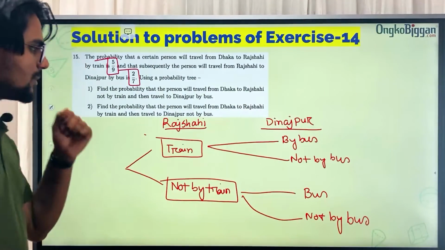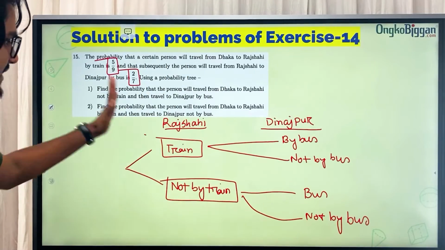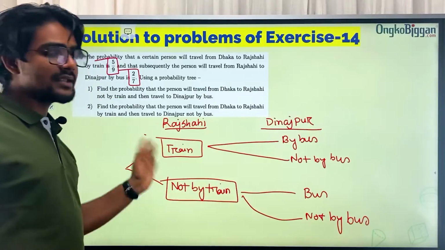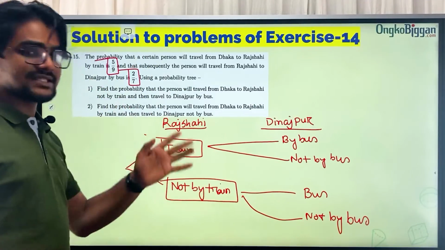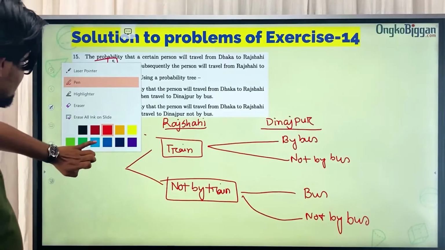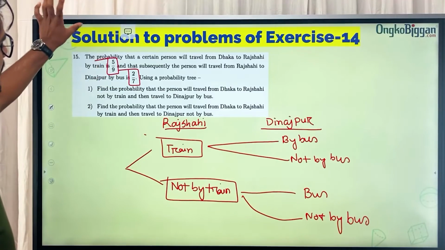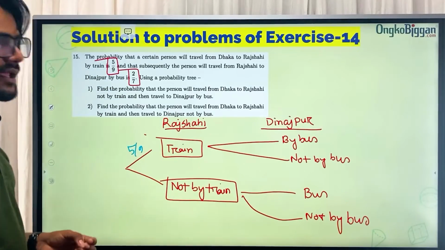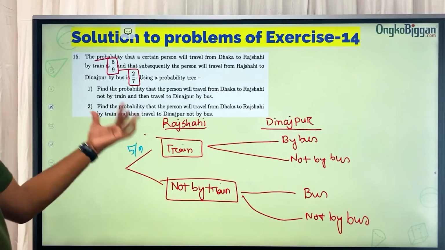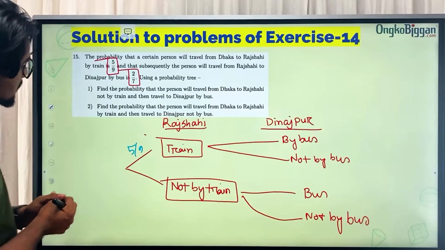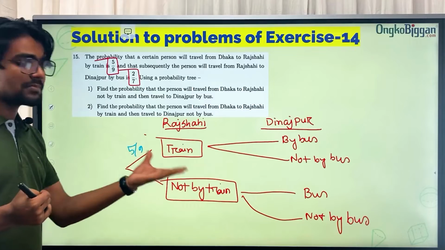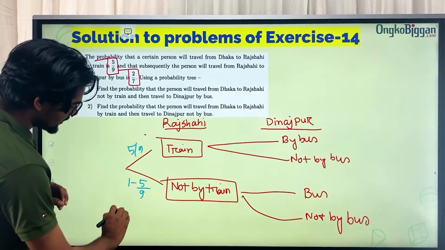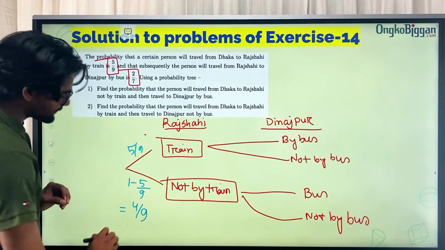So let us see what will be the individual probabilities, that is the probability of that person going to Rajshahi by train, or the probability of that person for not going to Rajshahi by train. So we are going to use a different thing. The given probability for that person is 5 by 9. That is, he can move to Rajshahi by train has the probability of 5 by 9. Okay. So what is the probability of that person to move not by train? It will be 1 minus 5 by 9. That is 4 by 9.